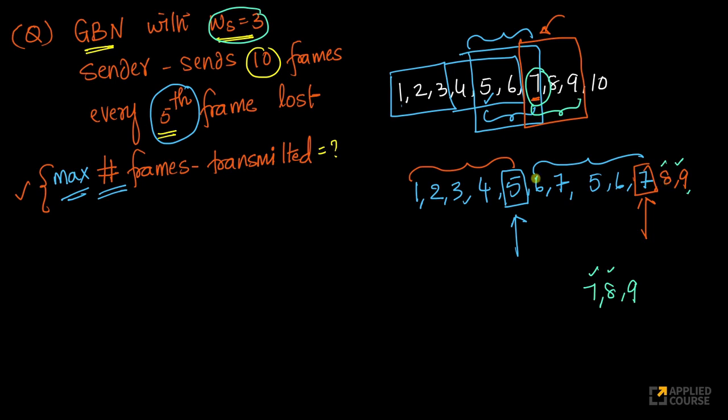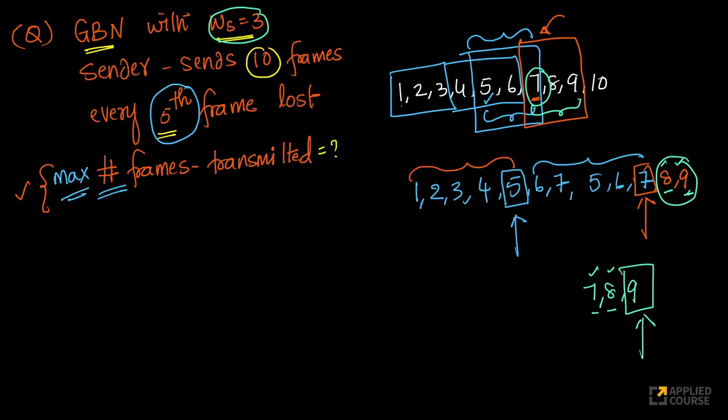Now let's start counting 5 frames because every 5th frame is lost. This went successfully. This went successfully. This went successfully. Here is a problem. Even though these two were sent successfully, since I did not get acknowledgement, I resent all of them. That's the trick here. I resend everything. Right? Now what happens now?